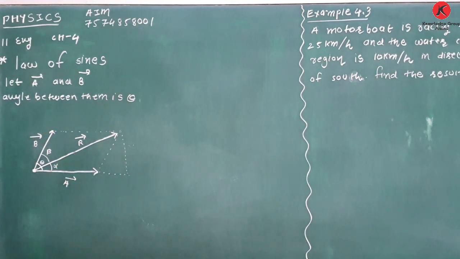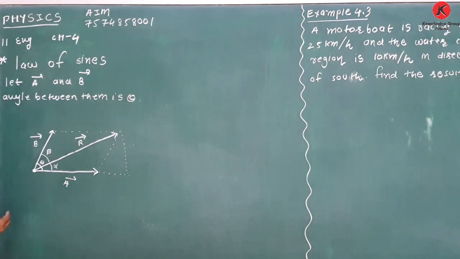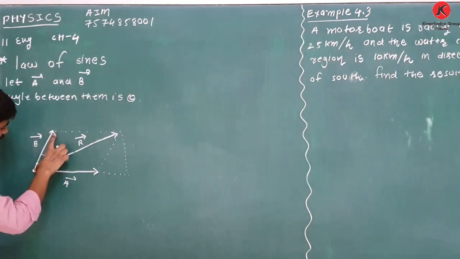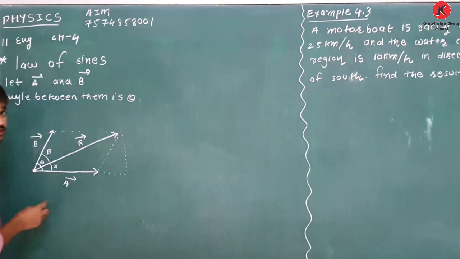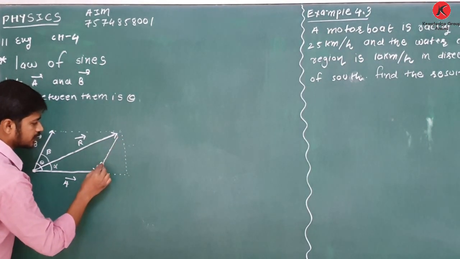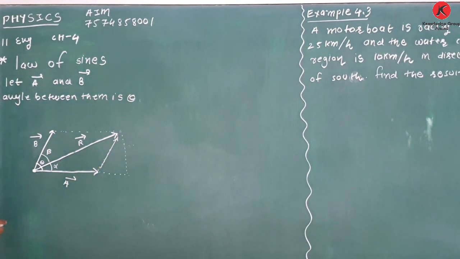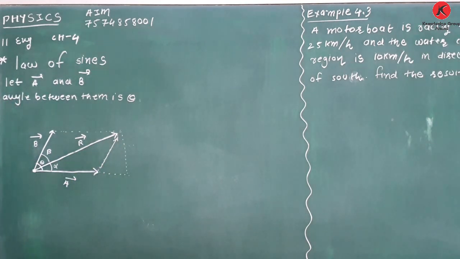Now see, this is vector B. In a parallelogram, we know that opposite sides are equal. So if this is vector B, then the opposite side is also vector B. Yes, it is vector B. You understand? That you have to understand.